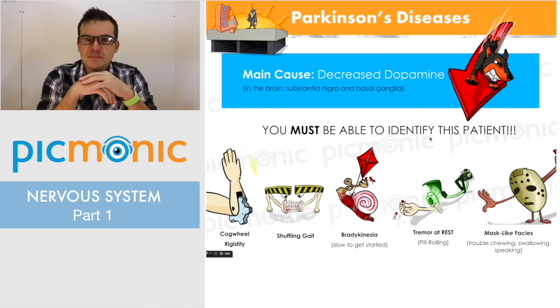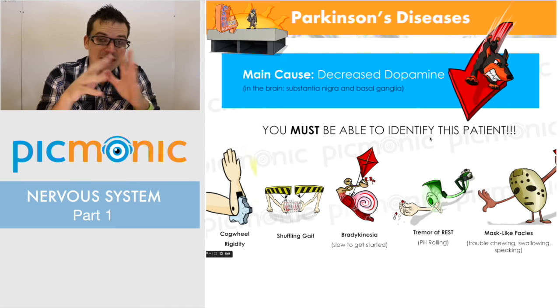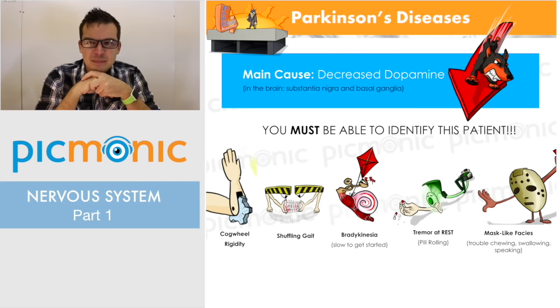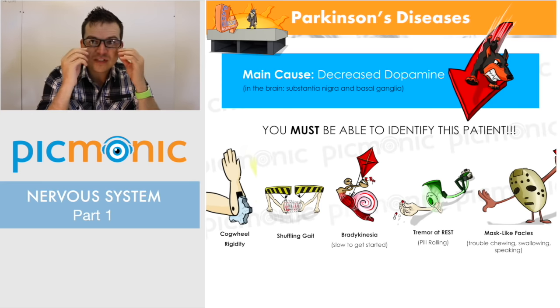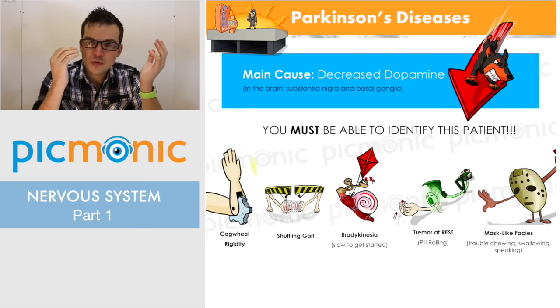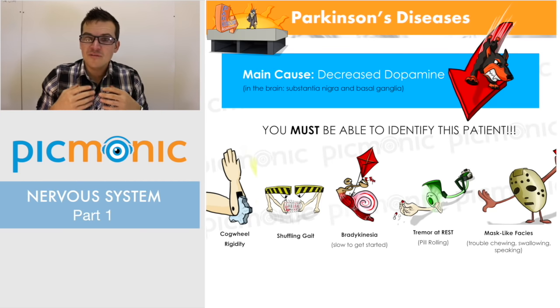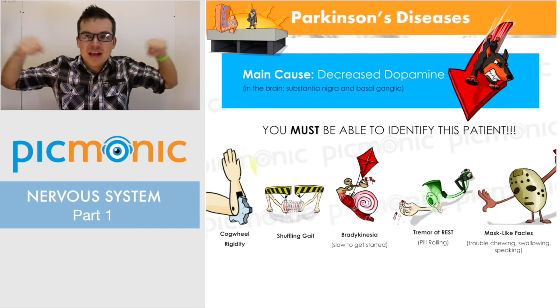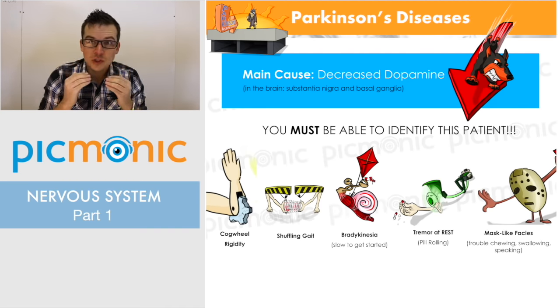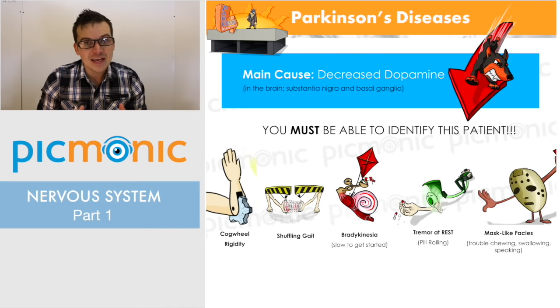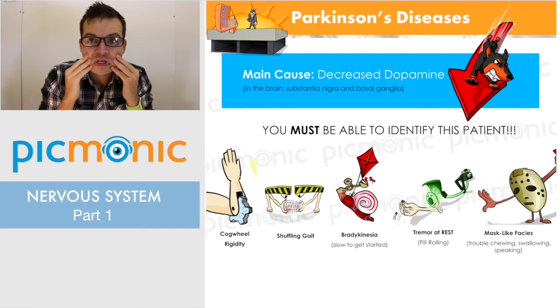And the last thing is this mask-like facies. So what does that really mean? Does that mean they're wearing a mask like our image here? No, it means that they are having trouble. The little tiny muscles of their face don't get started very easily, right? They're slow and they're not very reactive. They don't have this amazing flexibility to be able to move around. So what happens is they have trouble chewing, trouble swallowing, trouble speaking, and they end up with this mask-like face.